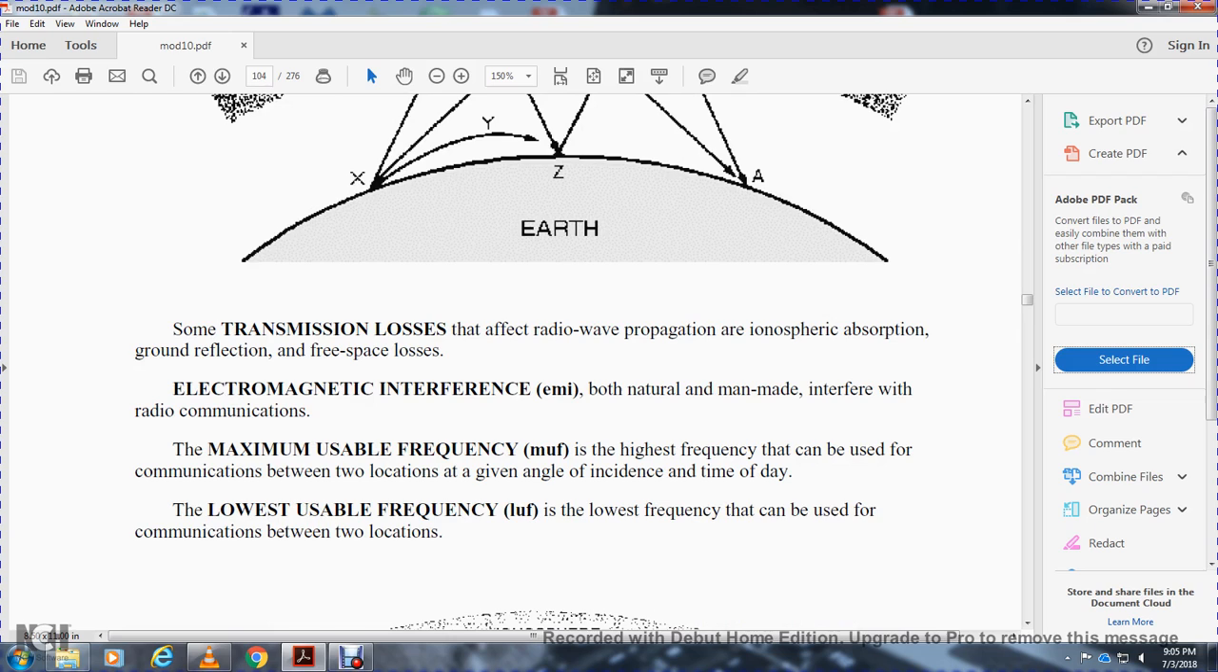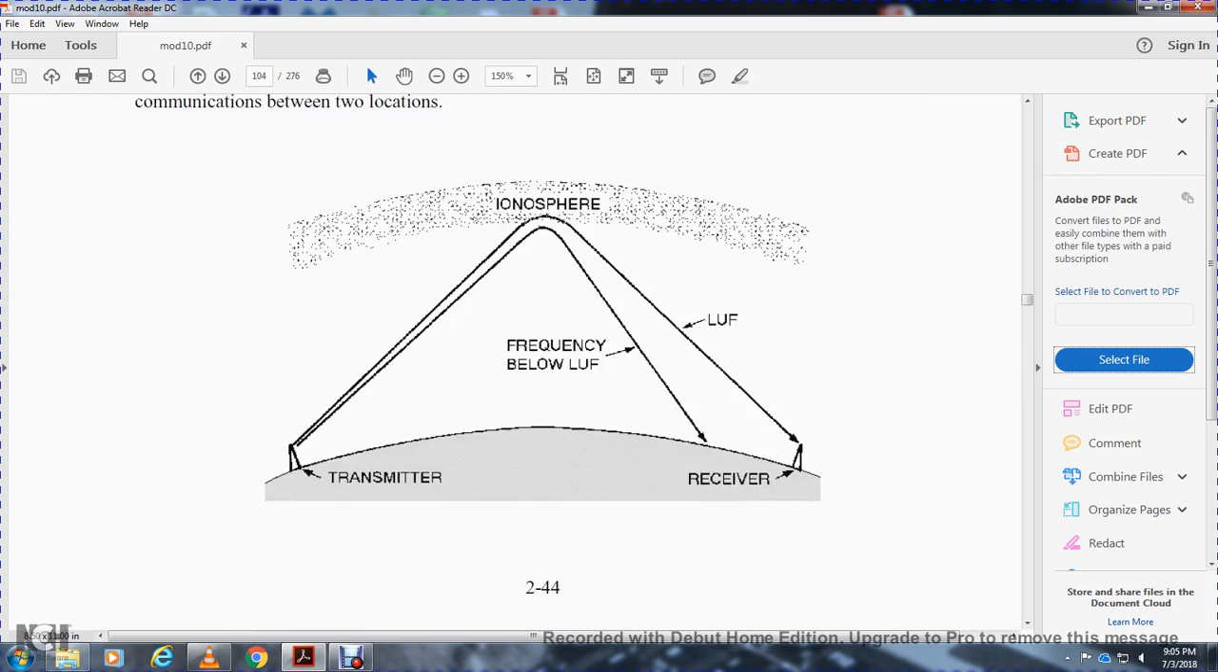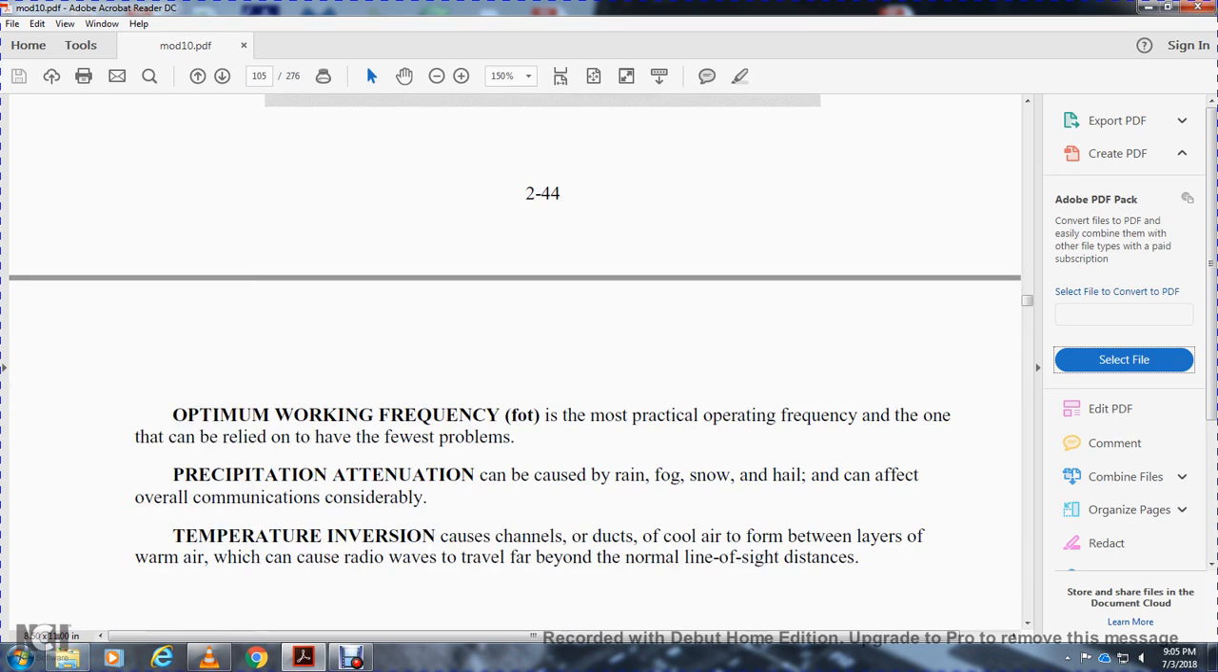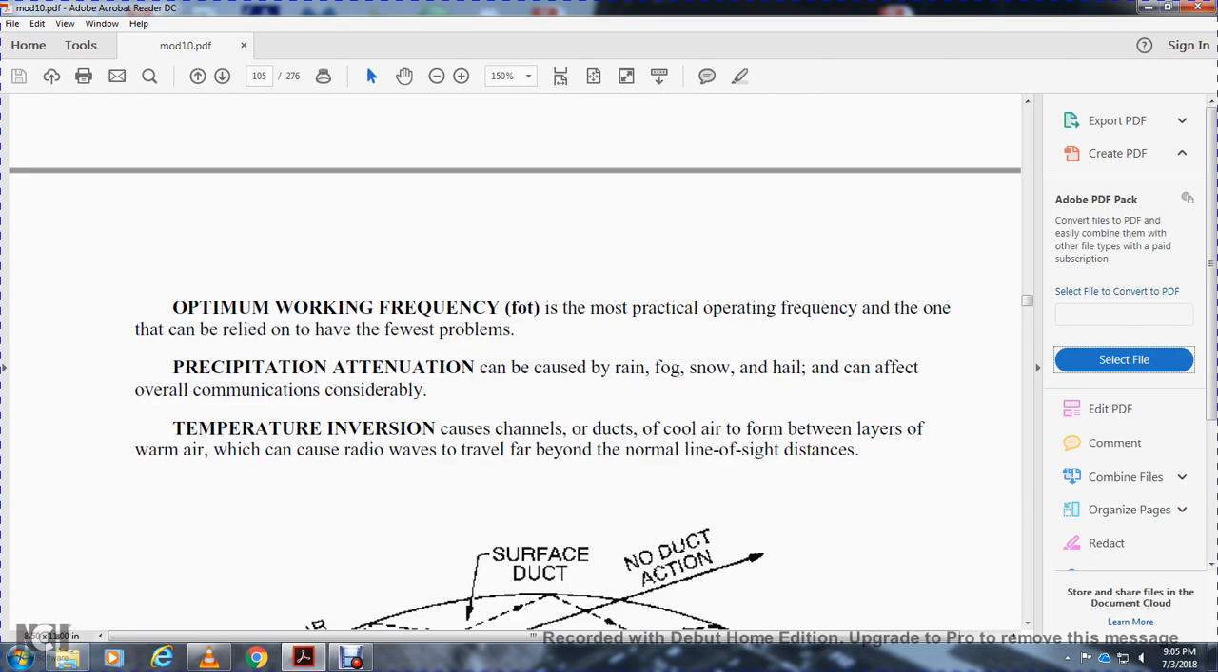Maximum usable frequency is the highest frequency that can be used for communication between two locations, given the angle of incidence and the time of day. Lowest usable frequency is the lowest frequency that can be used for communication between two locations. Optimum working frequency, or FOT, is the most frequent operating frequency that has the fewest problems. Precipitation attenuation can be caused by rain, fog, snow, and hail, and can affect overall communication considerably.